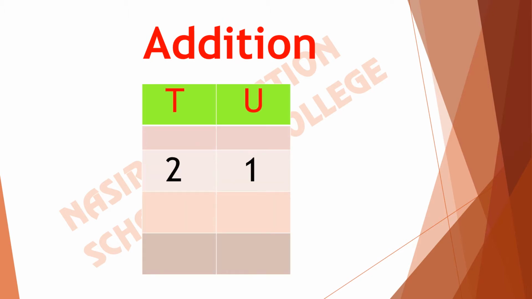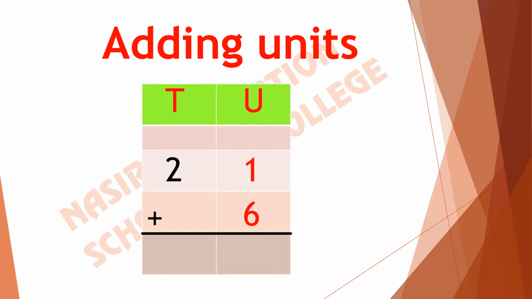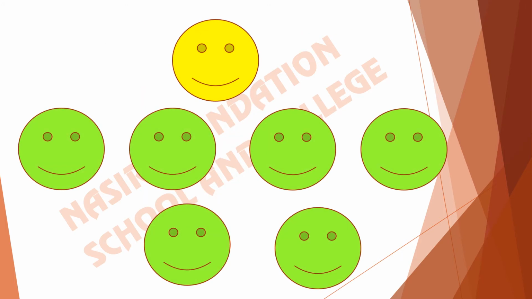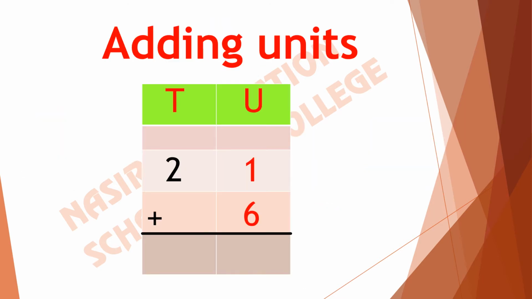Here addend 1 is 21 and addend 2 is 6. We will use this symbol to show the addition. First of all we start from units. We have to add 1 and 6. In 1 we will add 6. Now count the shapes. 1, 2, 3, 4, 5, 6 and 7. So we will write 7 in the units column.